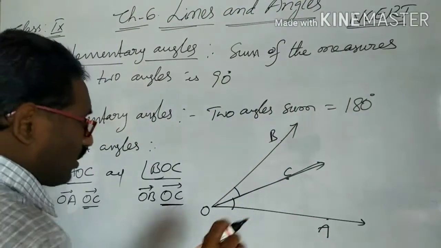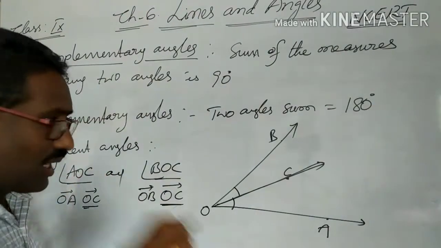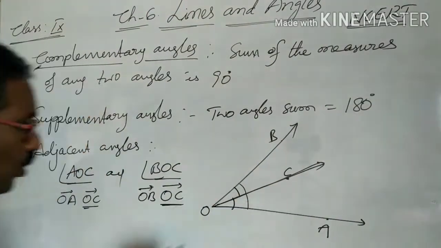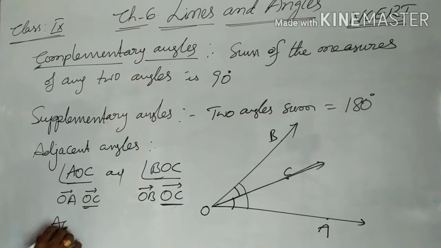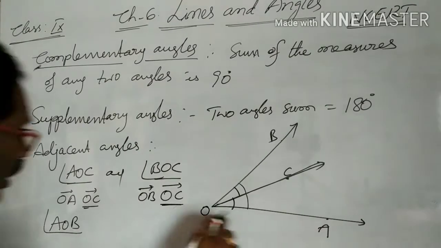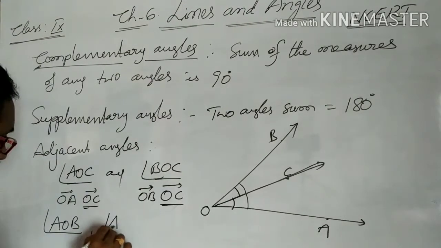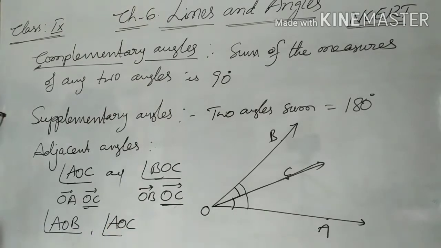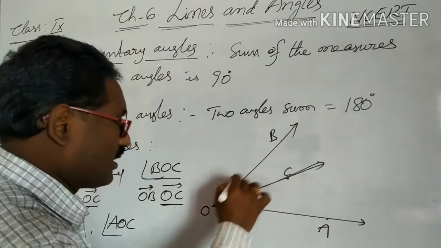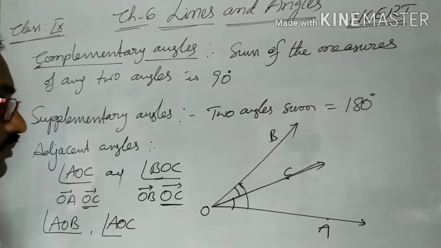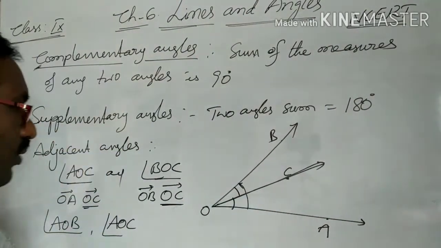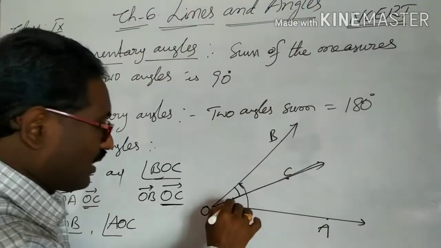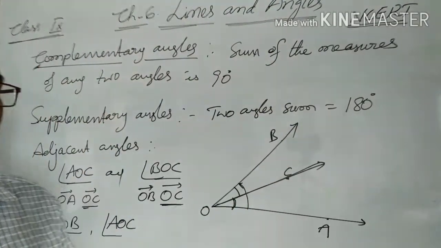See here, I will ask another example. You tell this. Suppose, for example, angle BOA or angle AOB, no problem, and angle AOC. Angle AOB, this is the angle AOB. Angle AOC, this is the angle. Are these two angles adjacent or not? You check.